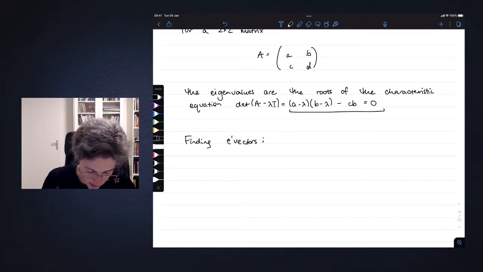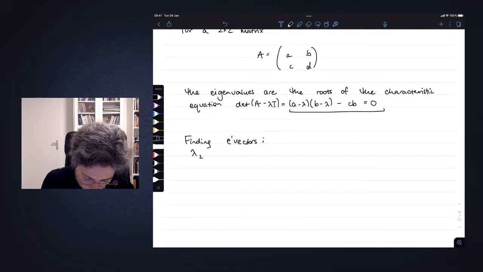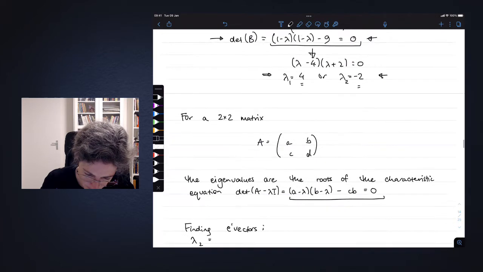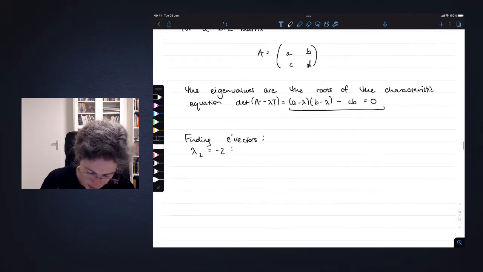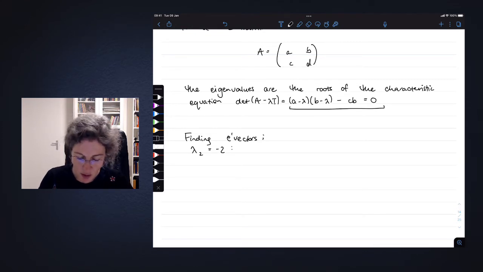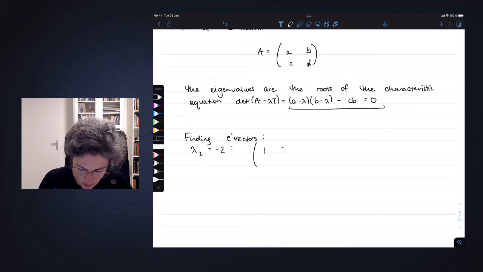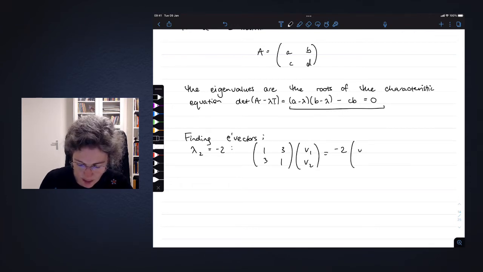So let's have a look at lambda 2, because I've done that one. We're going to find the eigenvectors that belong to this particular eigenvalue. What do we know is true? Well, if it's going to be an eigenvector, it has to satisfy the equation that we've just seen. So we have to have that the matrix 1, 3, 3, 1 times v is equal to our eigenvalue times v1, v2.